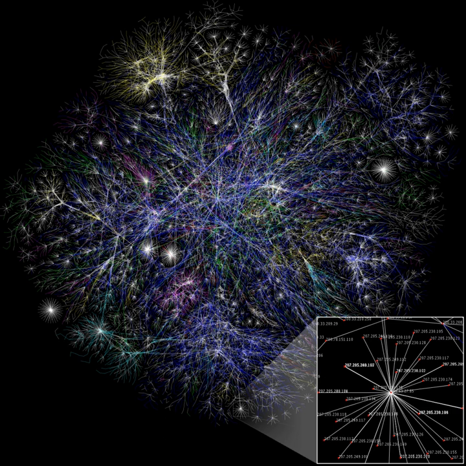The emergence of networking involved a redefinition of the nature and boundaries of the computer. Computer operating systems and applications were modified to include the ability to define and access the resources of other computers on the network, such as peripheral devices, stored information, and the like, as extensions of the resources of an individual computer.